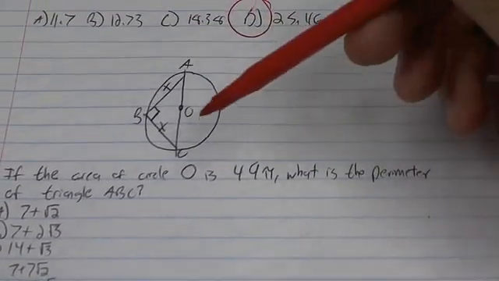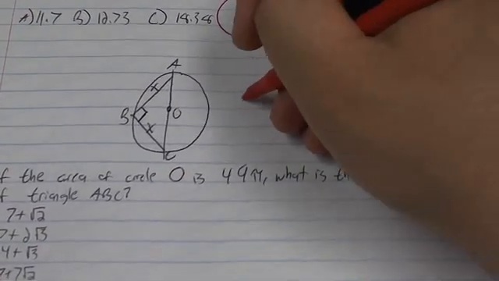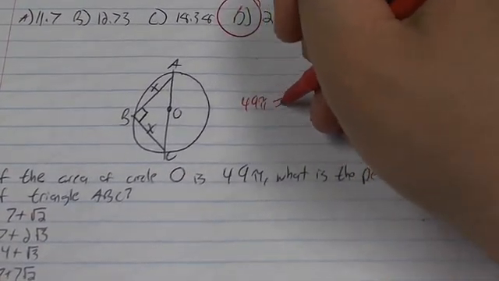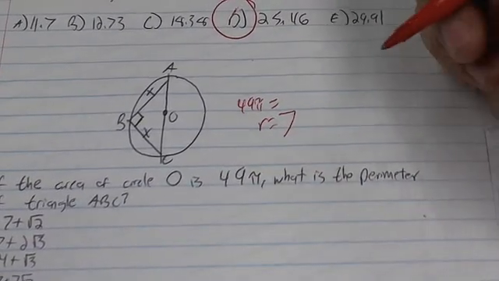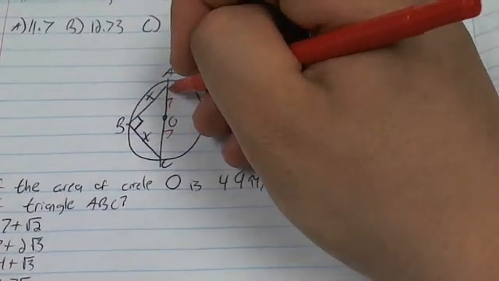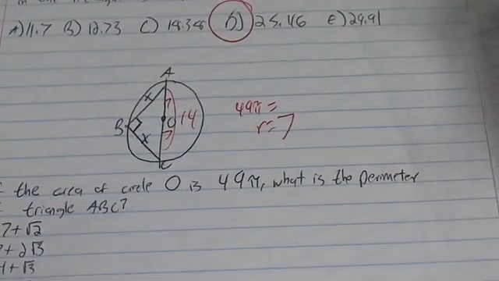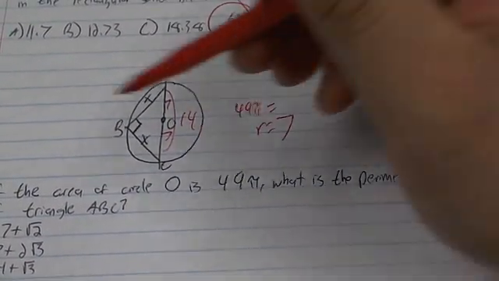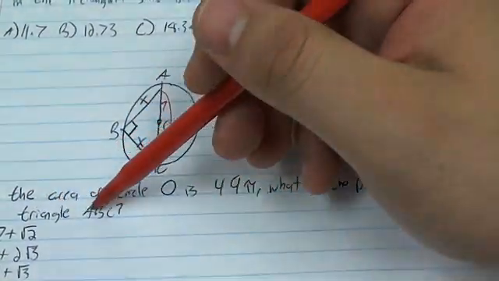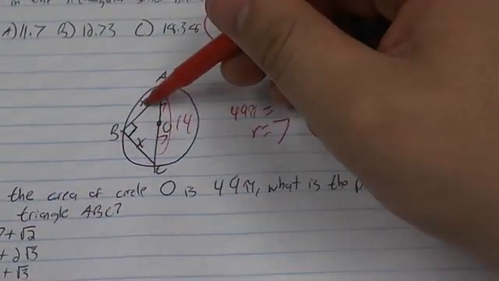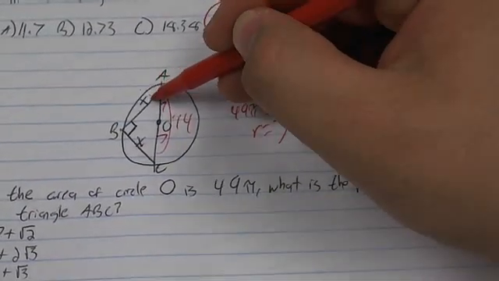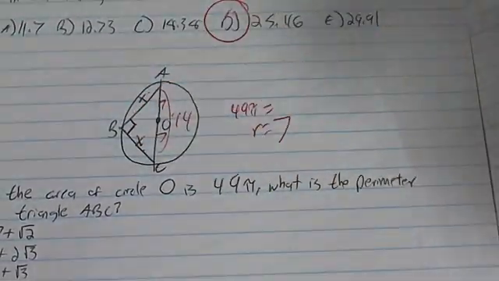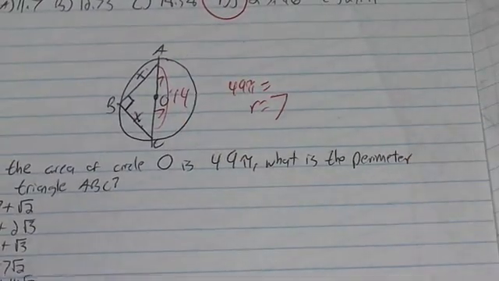Alright, if the area of the circle O is 49 pi, that means our radius is equal to 7. That should come right away. So this is 7, this is 7, so this whole thing here is 14. What is the perimeter of triangle ABC? So this is the same, and this is 14. So we know what? This and this. So this makes it a 45, 45, 90 rule.